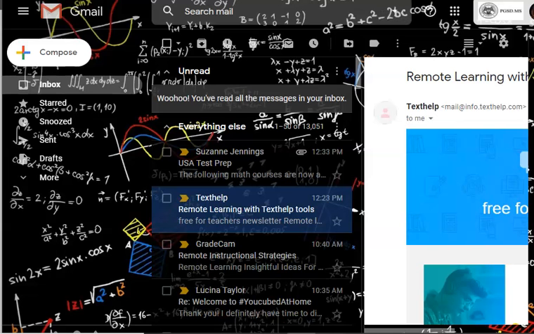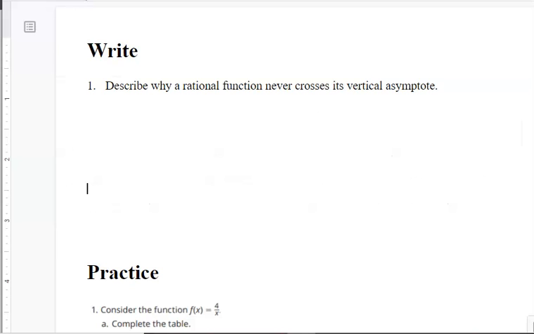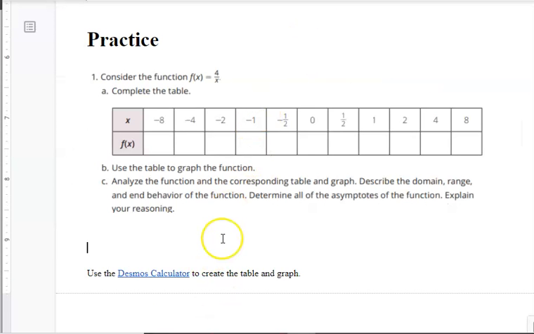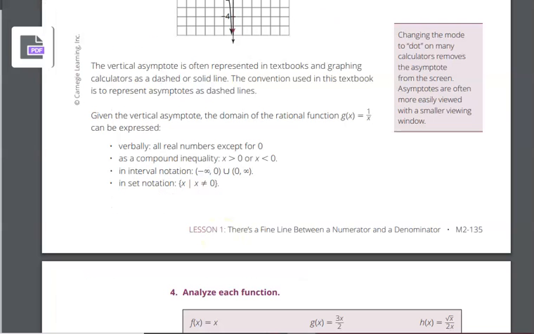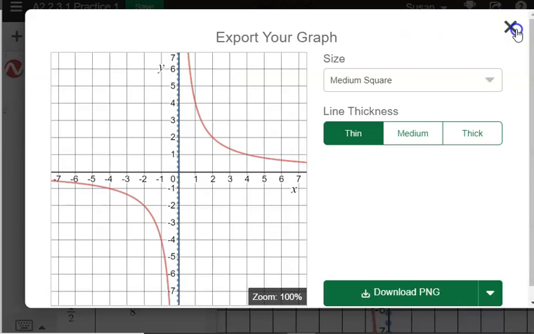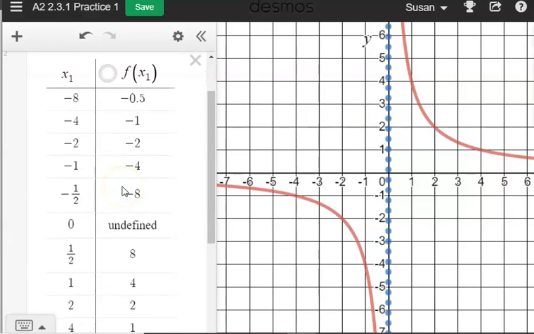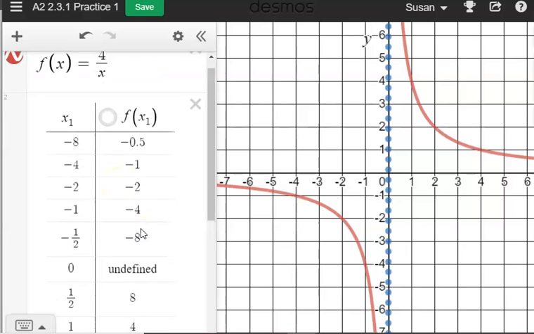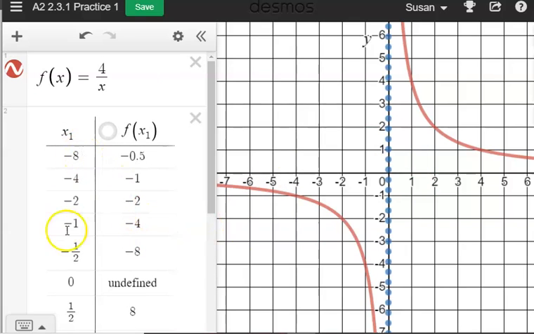So let's go here and look at your practice question. It says to analyze the function, the table, and the graph, and describe the domain, the range, and the end behavior. Well, first of all, the domain of this function in your calculator is all real numbers except 0. You can have any value of x you want, but you cannot have x equal to 0, because that's going to give you a 0 in the denominator. So the domain is from -infinity to 0, and then again from 0 to infinity.